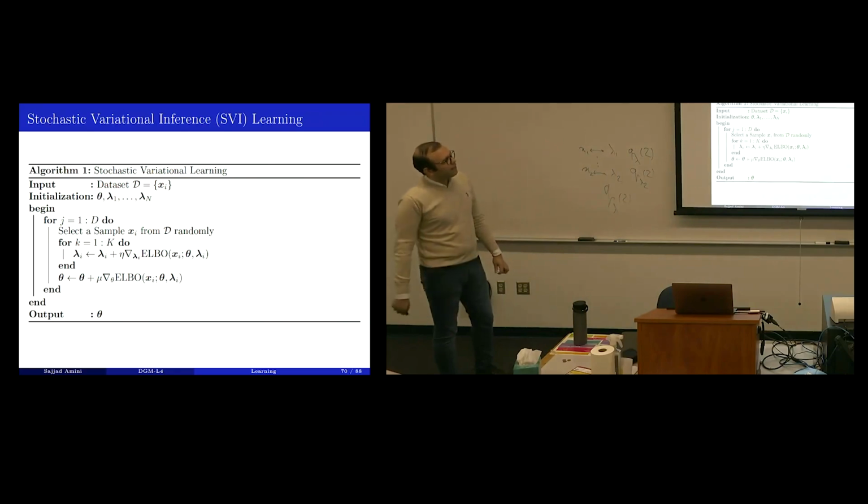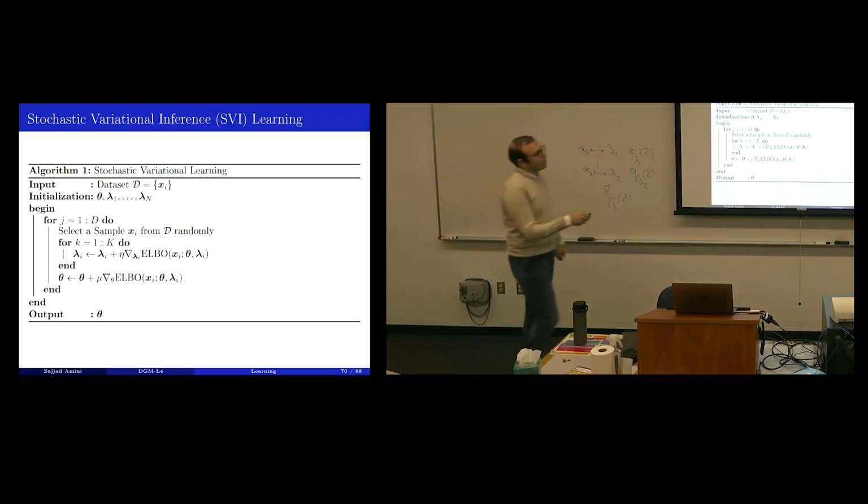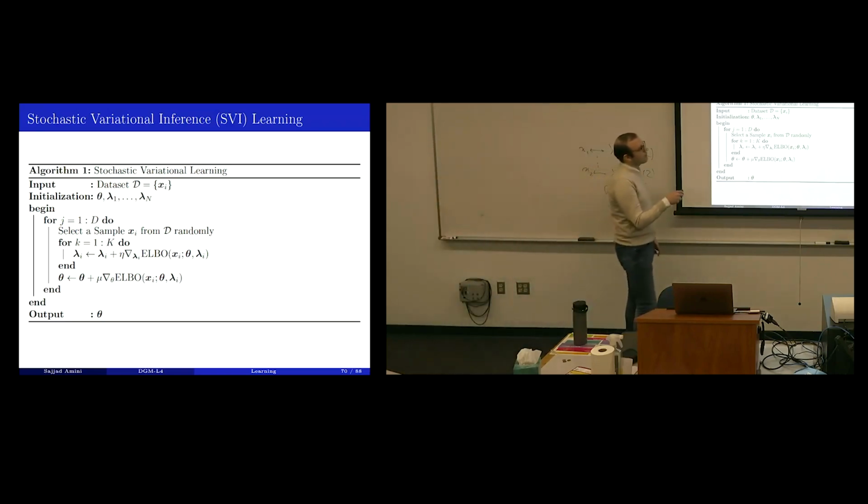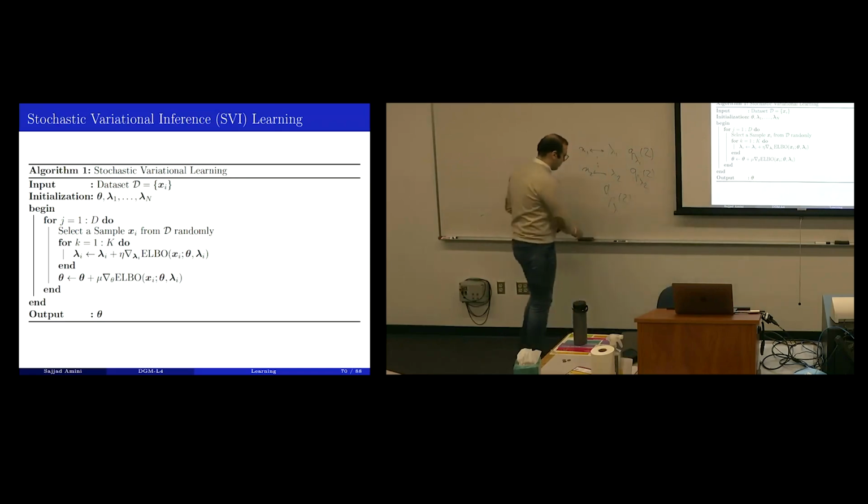And this is the stochastic variational inference learning. It is nothing more than maximizing the ELBO over the whole data set. What happens? You have a data set, you have a set of Q distributions with their parameters, and you start training. This is the procedure to train a variational autoencoder. Based on this idea, you can train a variational autoencoder.